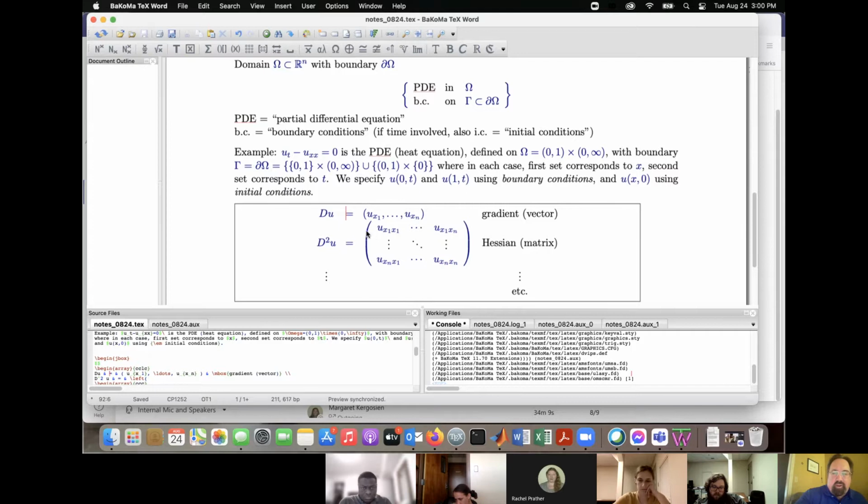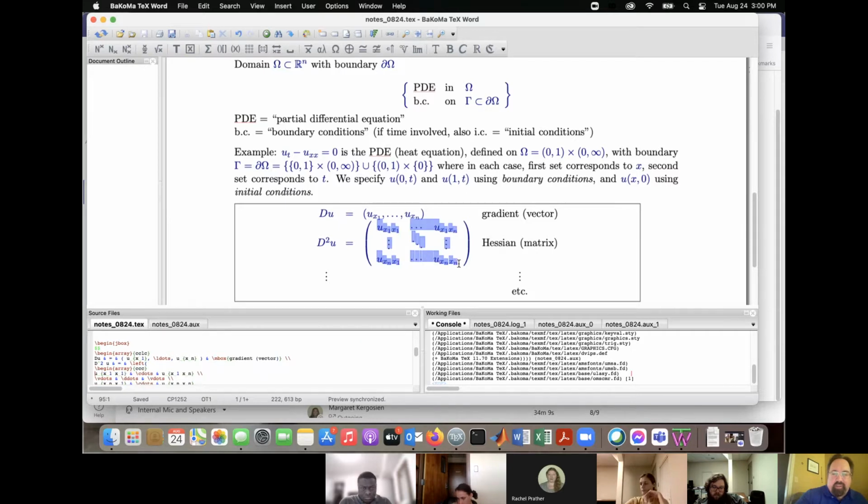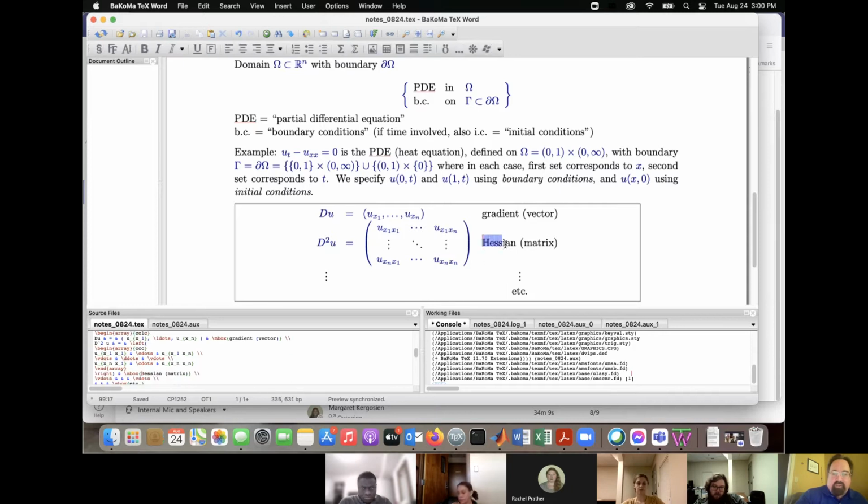So for example, if I want all possible second partial derivatives of u with respect to the n variables, what you would do is arrange them in a matrix. So d squared u refers to the second derivative of u, and that's a matrix described as the Hessian. Assuming that the second partial derivatives of u are continuous, the partial derivative of u with respect to x1, x2, or x2, x1 would be equal, and therefore this would be a symmetric matrix.